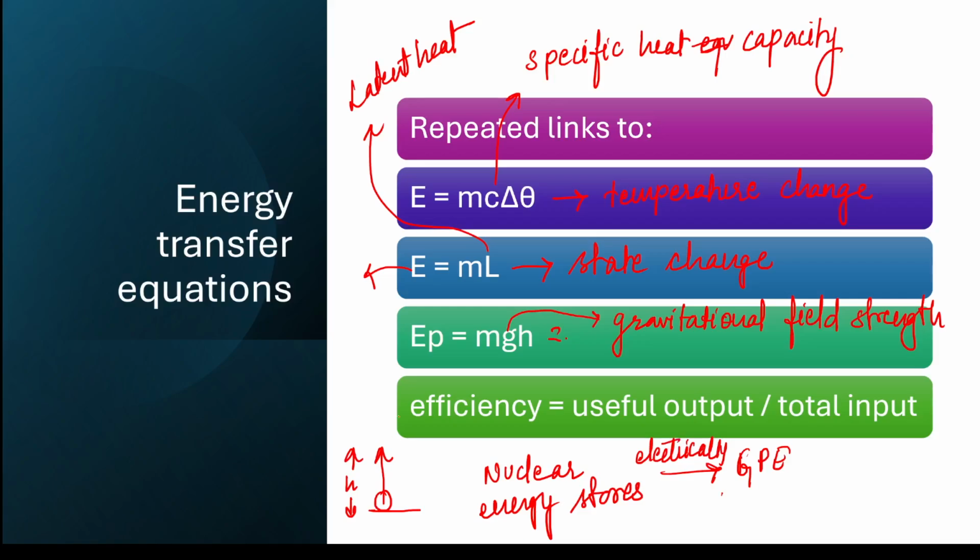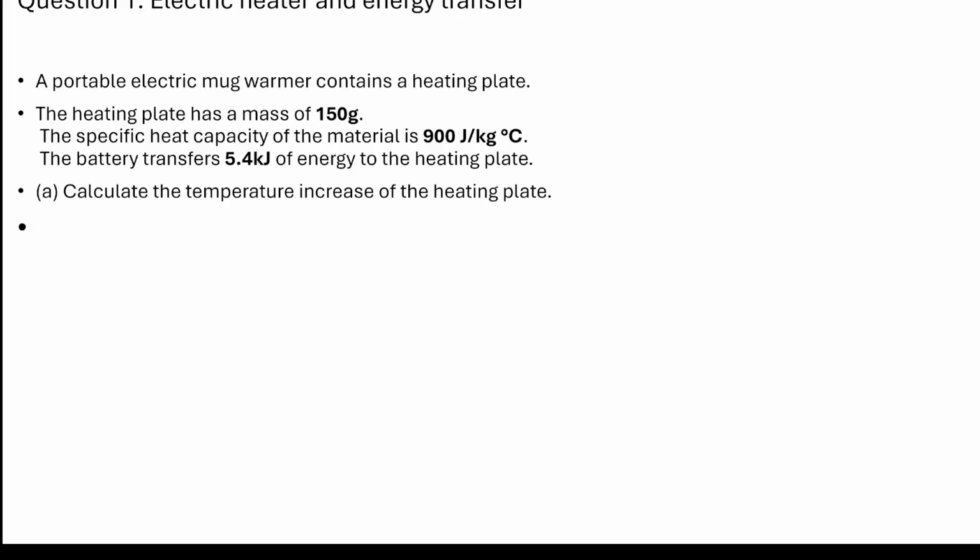And also the fourth one is efficiency: useful output power divided by total input power, or useful output energy divided by total input energy. Now this is one of the exam questions. I will show you the solution in a minute, but what I just want to remind you is, see this gram here. Remember, the standard unit of mass is kilograms.